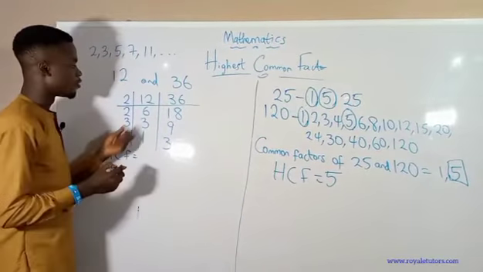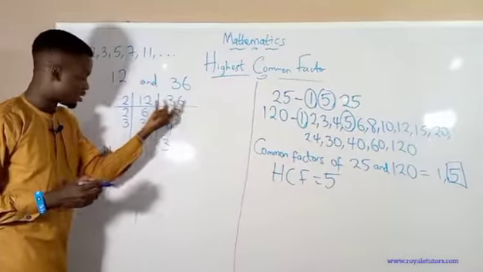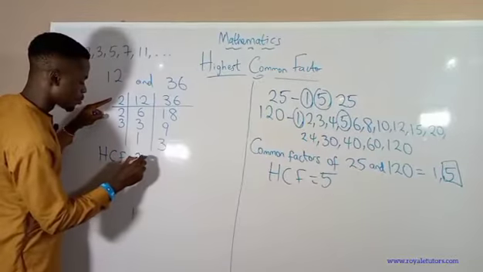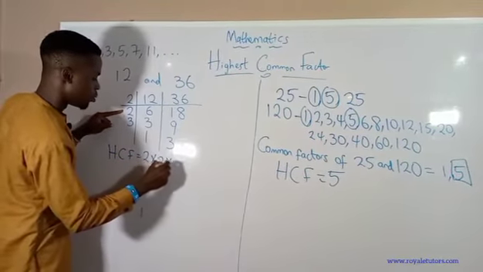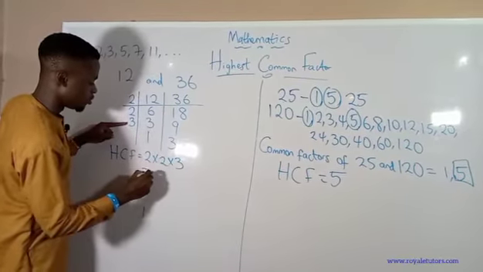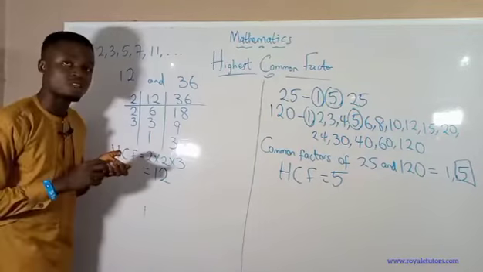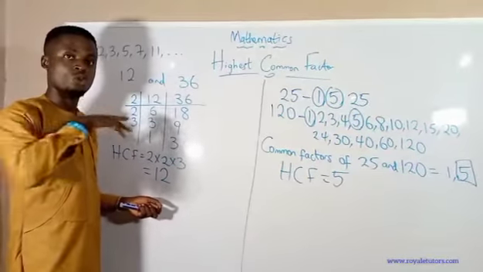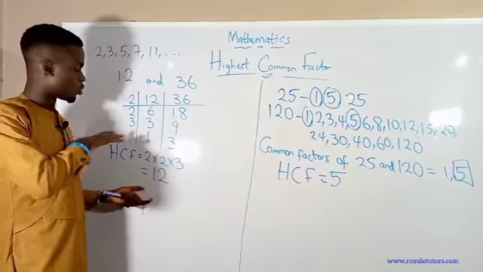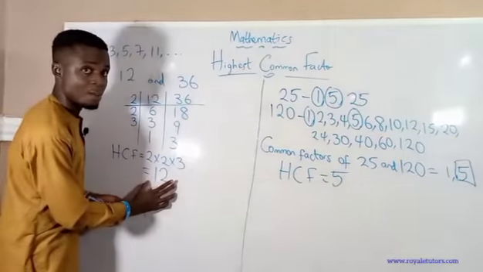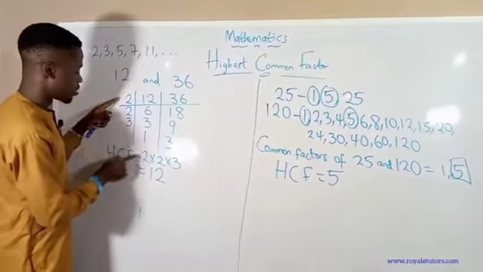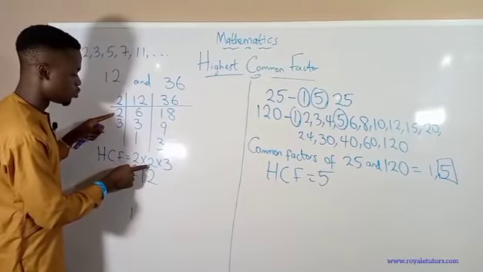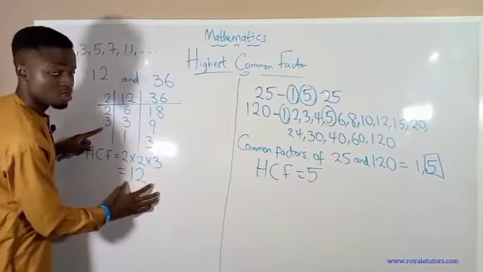the HCF for 12 and 36 is 2 multiplied by 2 multiplied by 3, and this is going to give you 12. So it's the same thing we got earlier when we used the first method. Okay, so if you use the second method, you still get the same answer. You pick them one after the other, 2 multiplied by 2 multiplied by 3, that's 12.